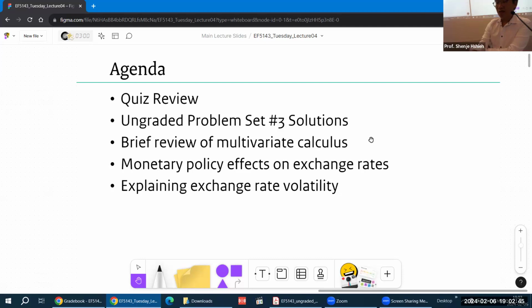Because it's more than one variable, it's multidimensional, and it's probably easier to visualize in 3 dimensions. So I'm going to show you a 3D picture of what a multi-variable function looks like, and then see how taking the derivative changes things, or what that implies for what the graph looks like. Followed by today's topic, which is on monetary policy effects on exchange rates.